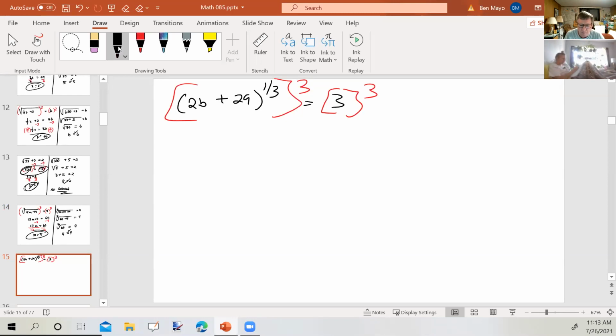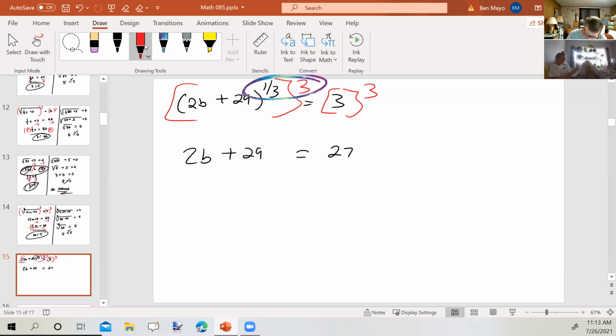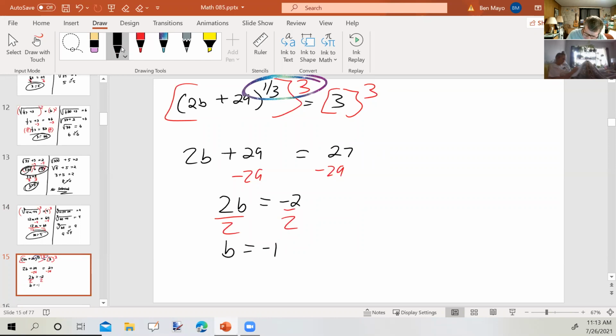A power raised to a power, you multiply the exponents. What's 1/3 times 3? That's just 1. So we've got 2b plus 29 all to the 1 power, or just 2b plus 29 equals 27. 3 cubed, 3 times 3 is 9, times 3 is 27. Okay, so now we're going to subtract 29 from both sides of the equation. 2b equals -2. Divide both sides by 2, and b equals -1.